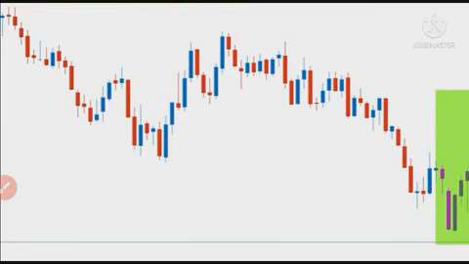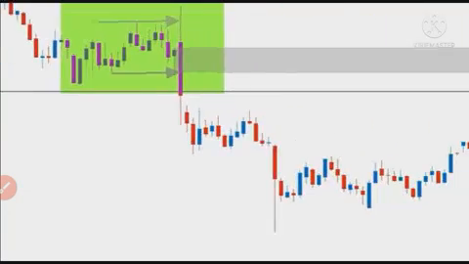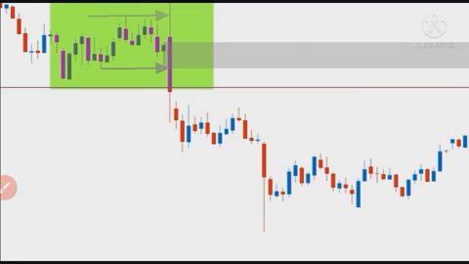Let me show you another point of liquidity before we move on. But I want to make this video short. It's getting even too long. Now, we have covered structure and liquidity. Now, let's look at POI.